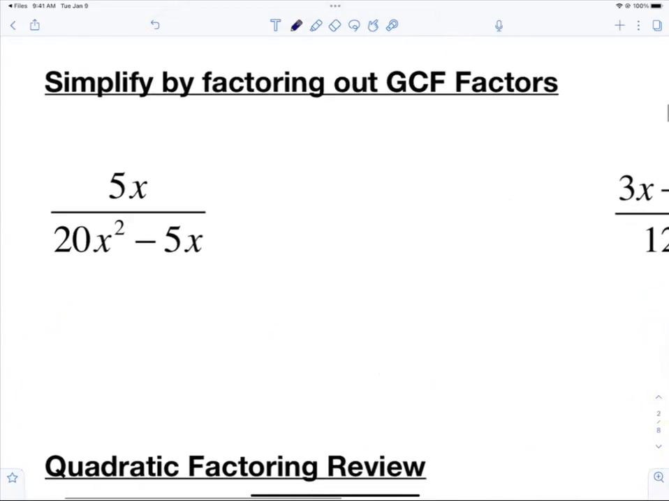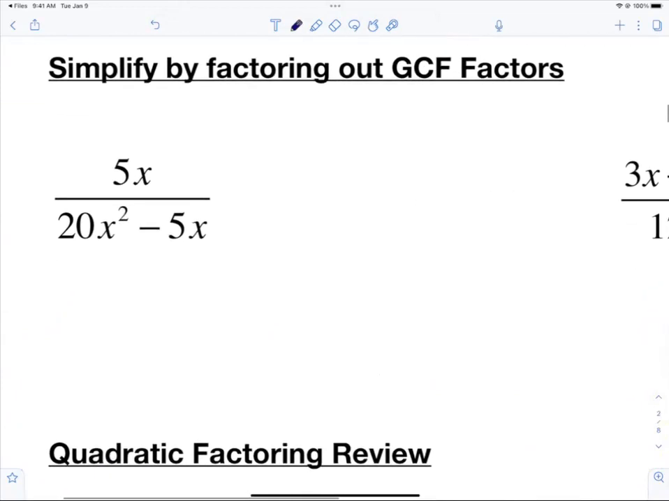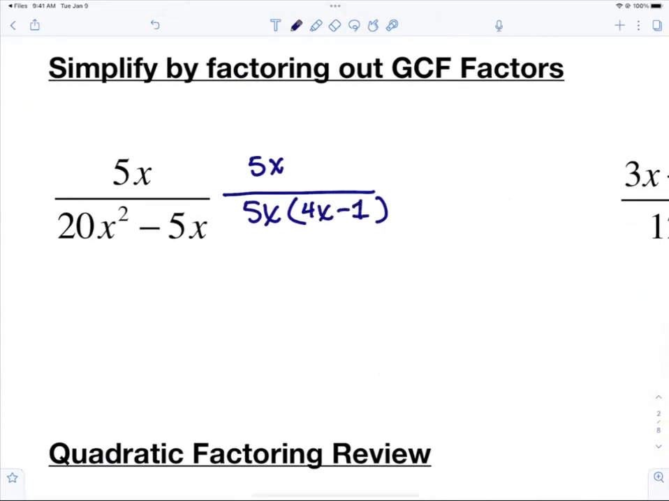So simplifying expressions by GCF factoring only. I'm going to copy the numerator. In the denominator, they both share 5x. So if I reverse distribute out of 5x, which means I'm dividing both members of the denominator by 5x, I have 4x minus 1 left over. This 5x on the top would be multiplied by 1. Look for what is common top to bottom. The common factor divides out, and then what's left over, just like with the simple basic fractions, the expression that's left over becomes the simplified expression here.